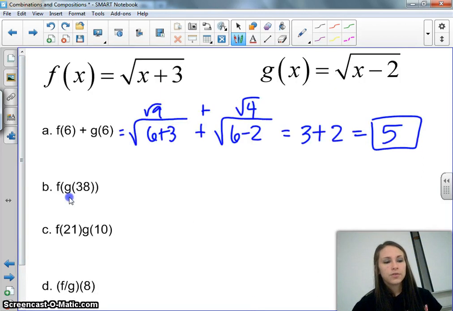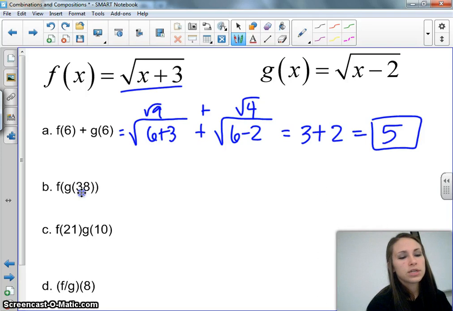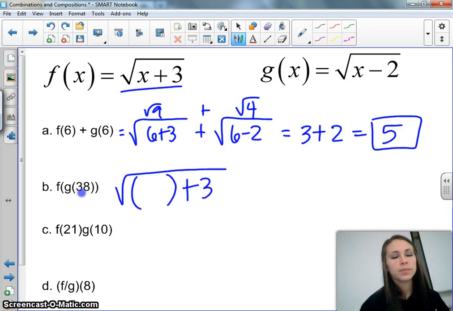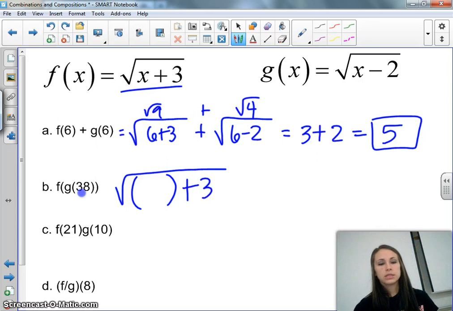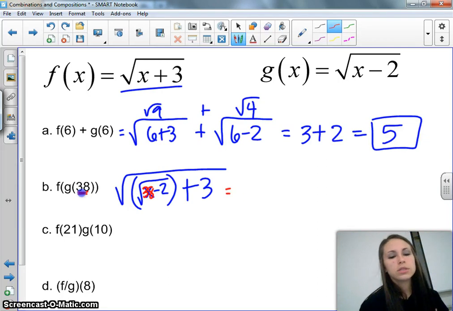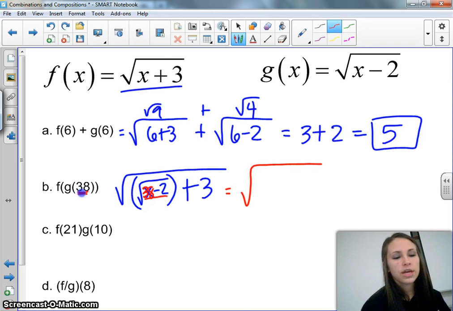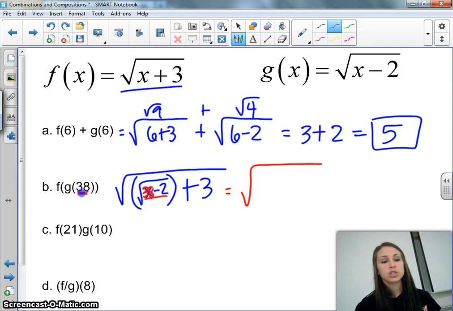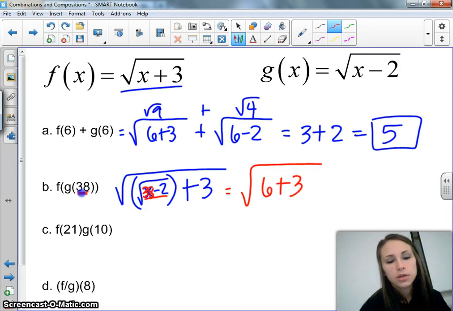Alright, f of g of 38. So what this is telling me to do is, f is my outside function, so I'm going to say square root of, big parentheses, plus 3. Inside the big parentheses is going to go my square root of x minus 2, and in for that x is going to go 38. So this is going to be the square root of 38 minus 2 is 36, and the square root of that is just 6. So square root of 6 plus 3 is just the square root of 9, which again is just 3.